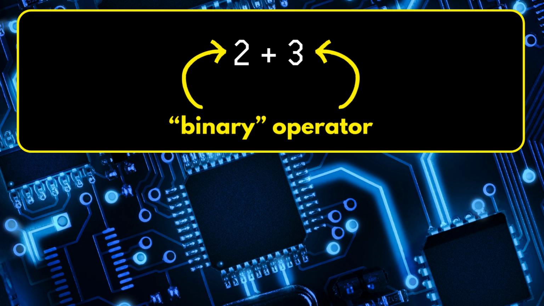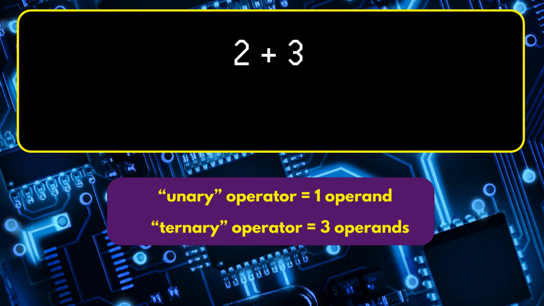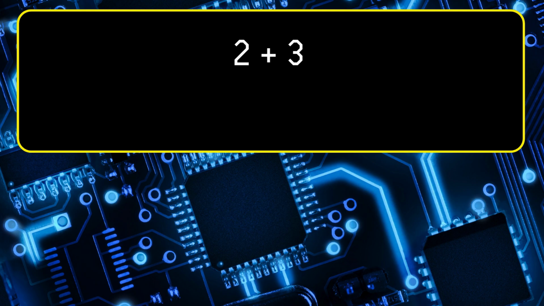We won't look at them in this video, but there are operators that take only 1 operand, and those are called unary operators. And an operator that takes 3 operands is a ternary operator. And you thought you weren't going to learn anything interesting today. So the addition operation consists of a number, the plus symbol, and another number.